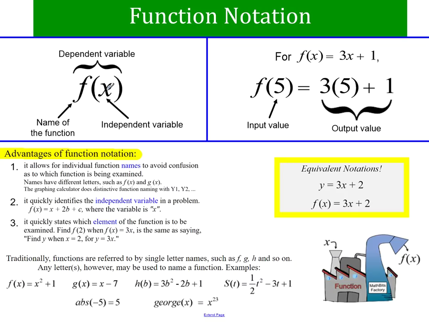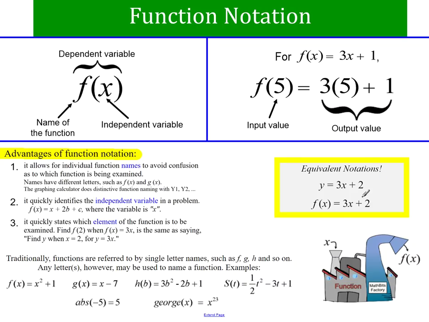So you don't necessarily know exactly what the independent variable is if an equation's not in function notation. Third, it quickly states the element of the function to be examined. So that's the input value. So you can quickly say, okay, f of 5, well, what does this mean? It means evaluate this function, plug 5 into the right-hand side of the function, and get the output. All right, we'll see that more in a moment in the next slide.